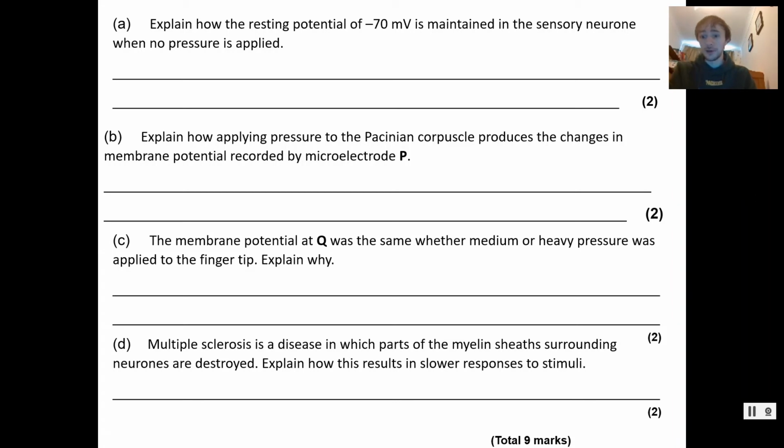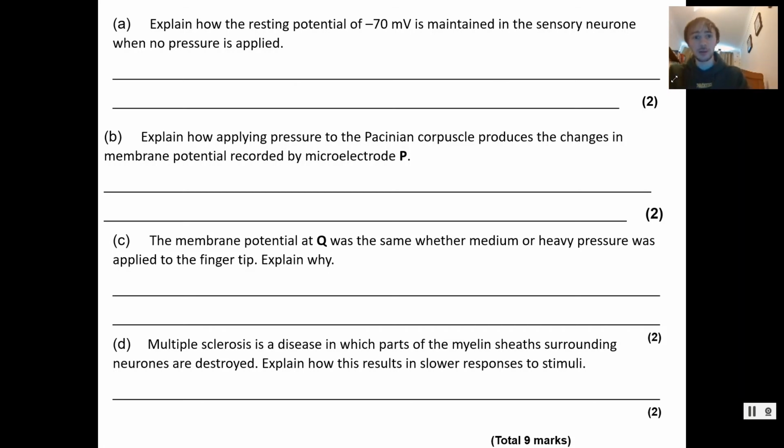So hopefully you've done that. It says 9 marks here, it's only 8 that I can see, but I might be wrong. So, A, explain how the resting potential of minus 70 millivolts is maintained. You will notice these questions just come up over and over again, and so we can immediately, hopefully, get that answer.